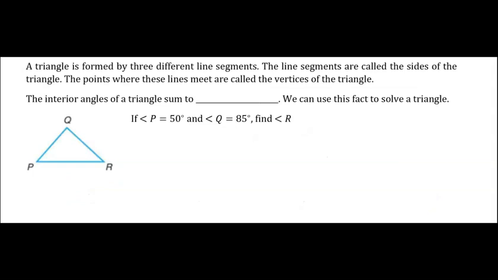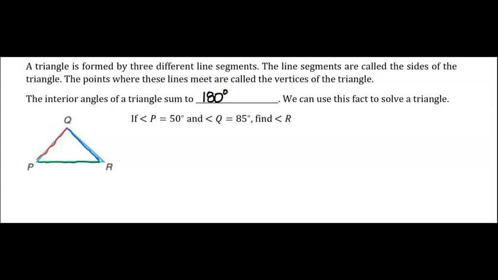Our next angle fact involves triangles. The definition of a triangle is that it is formed by 3 different line segments. So we can see here we have an example of a triangle. There's one line segment, there's another line segment, and there's the third line segment. The line segments are called the sides of the triangle. So the lines that I sketched over in red, blue, and green, those are the 3 sides of the triangle. And the points where these lines meet, so P, Q, and R in the image, are called the vertices of the triangle. The interior angles of any triangle add up to 180 degrees.